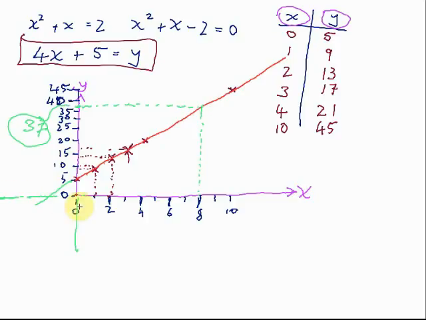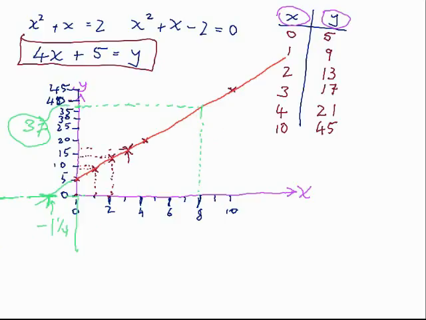So this is when x is 0. These are negative numbers. What happens when y is 0? Well, y is 0 here. What's x? Well, it's about here. And that looks a little bit more than 1, not quite 2. In fact, if we work it out from this equation, it's negative 1 1/4. So this is the line based on these solutions for x and y.